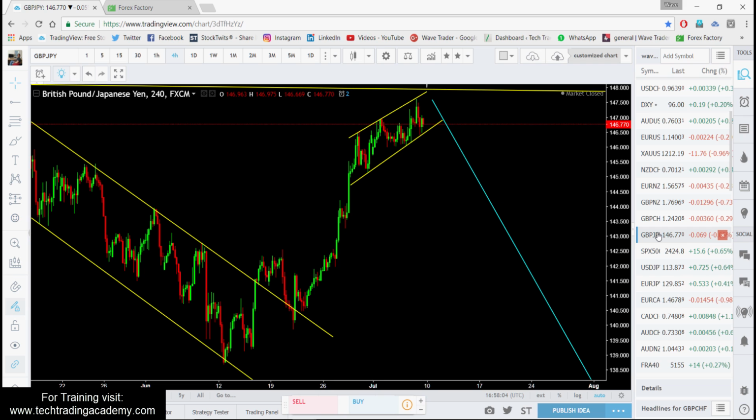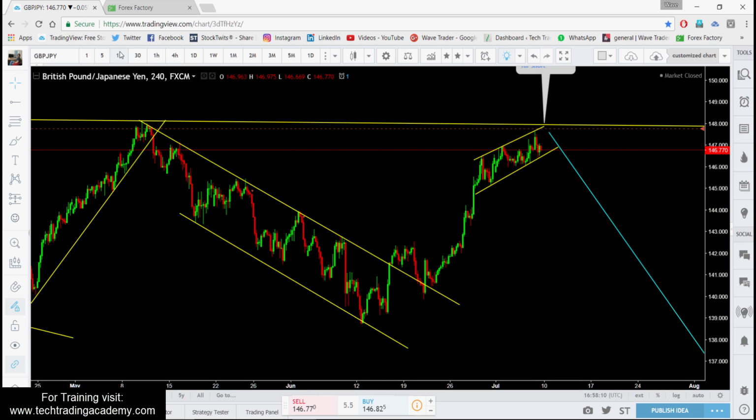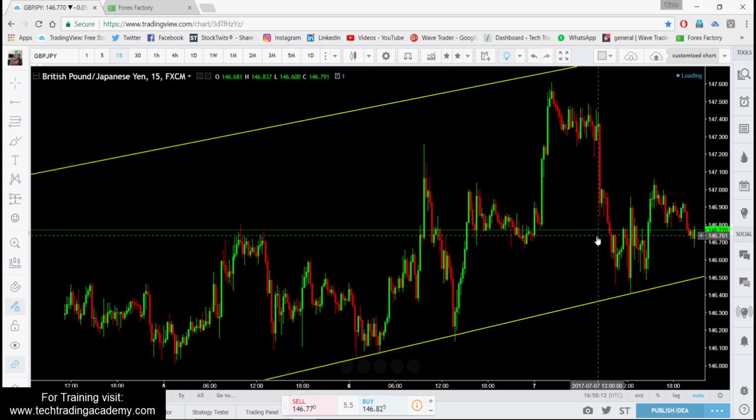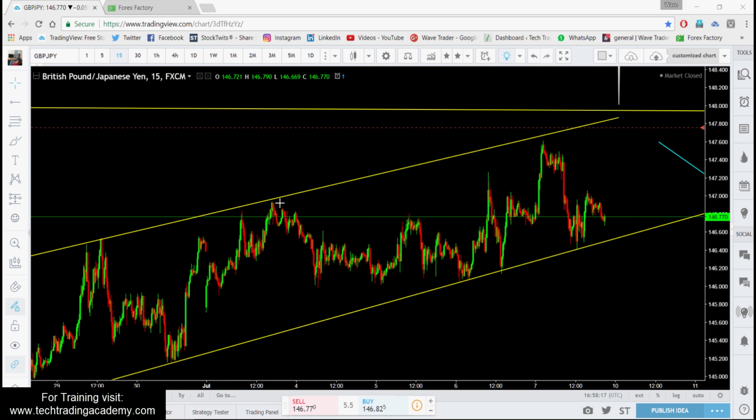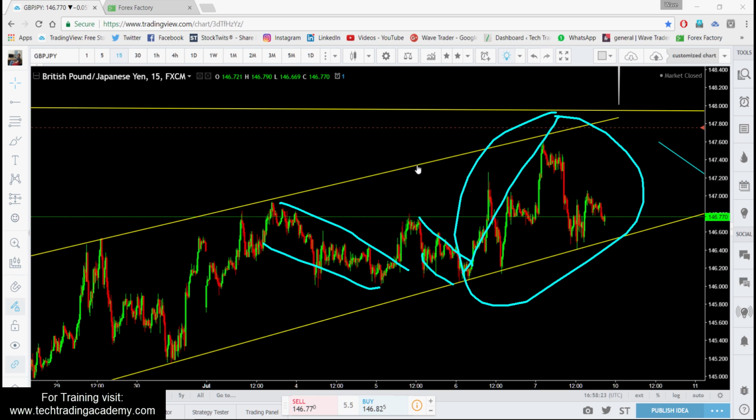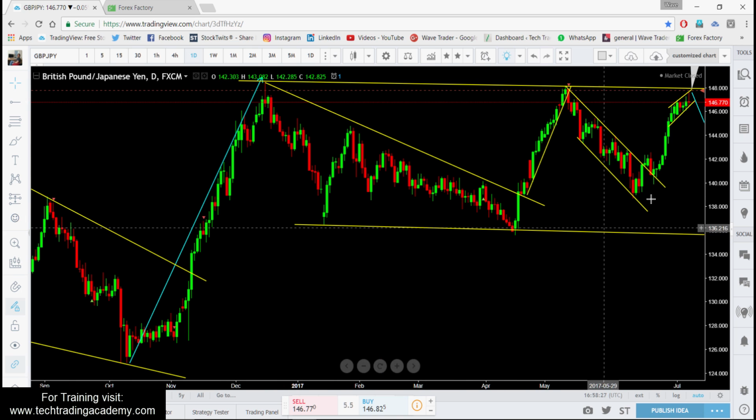Pound yen has completed the short-term trade I showed you last week. We have seen that continuation formation, and price completed that short-term up trade. So for the bigger trade, we are still looking for downside.